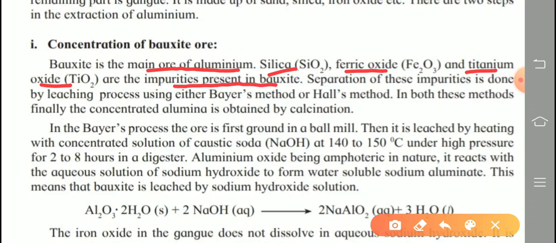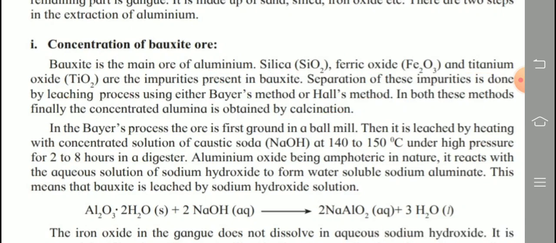Separation of these impurities is done by the leaching process, using either Bayer's process or Hall's method. These two methods are given here. In both these methods, finally concentrated alumina, meaning aluminium oxide, is obtained by the calcination process.